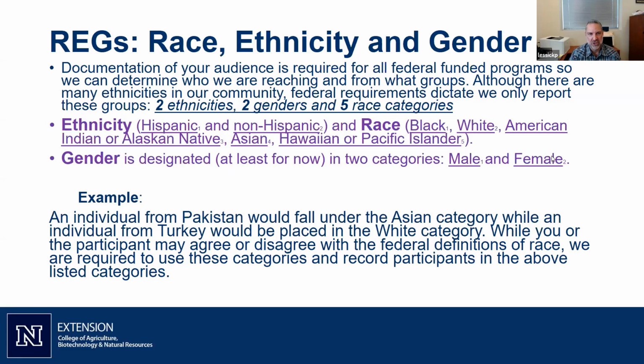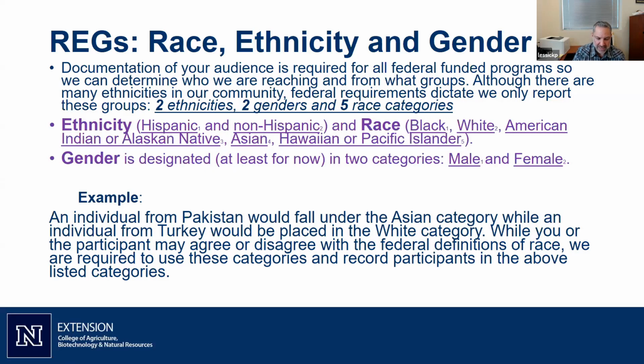But for now, the definition of race: there are two ethnicities, which are Hispanic and non-Hispanic, and there are 5 races. So white, black, American Indian or Native Alaskan, Asian, and Native Hawaiian and Pacific Islander. And I put numbers on there so you can see which 5 I'm talking about. And gender is designated for now into 2 categories, male and female. I say for now, because there's a lot of legislation, sometimes it gets political, and there's a lot of opinions about this. You might have an opinion about it, I have an opinion about it, but these 2 ethnicities, 2 genders, and 5 races is what the federal government requires us to document, capture, and keep track of who we're reaching out to.